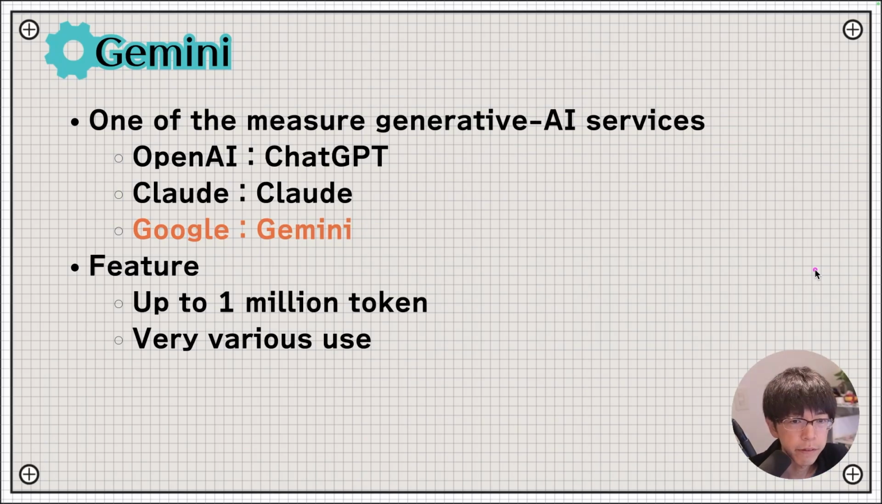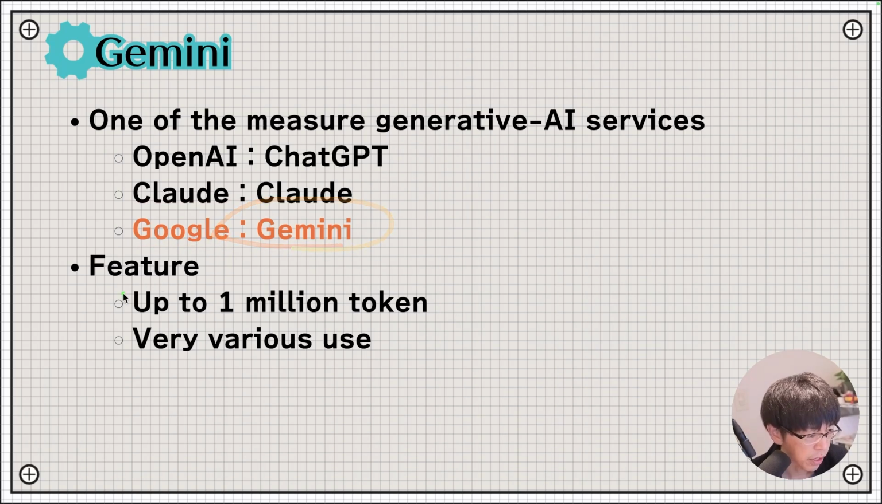Okay, first of all, I'd like to introduce what Gemini is. Of course, many people already know this, but let me explain for beginners. Gemini is well known as one of the major generative AI services, and I listed three major services right here: OpenAI's ChatGPT, which is the most well known in the world, Claude, and Google Gemini. In this video, I'd like to focus on Gemini.